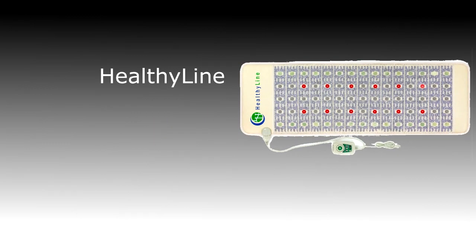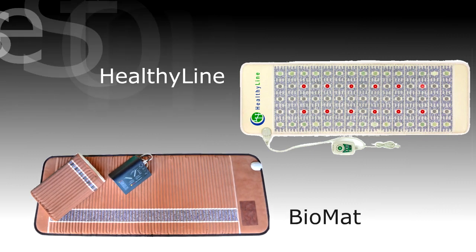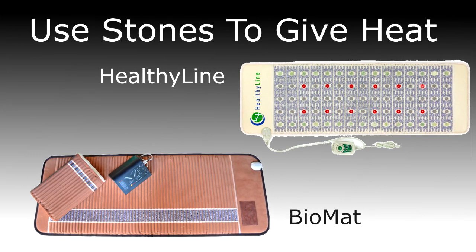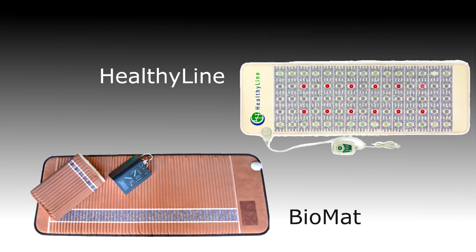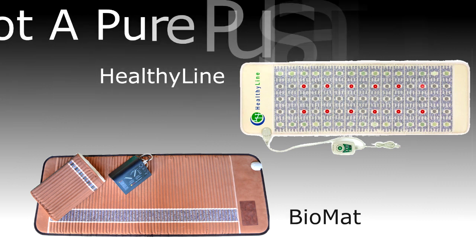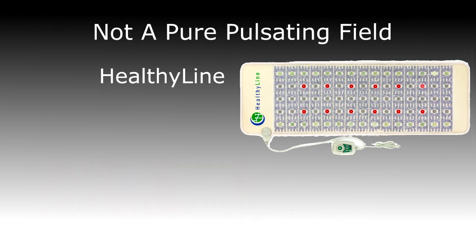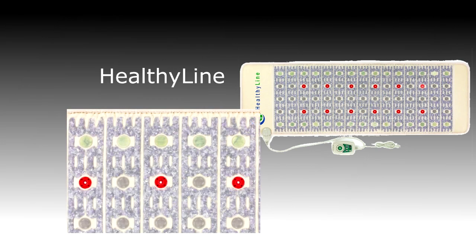Another example is the HealthyLine and Biomat. Those are using amethyst or different types of jade stones to give you infrared heat. Now that is, again, infrared therapy, but it's not a pure pulsating field. And the HealthyLine has these little dinky coils in their PEMF system, which really hardly makes it PEMF.